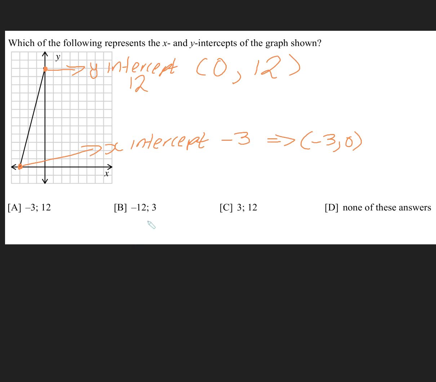And remember, everything is written in alphabetical order. This is x and this is y. This is x is -3, y is 12. So A is our answer.